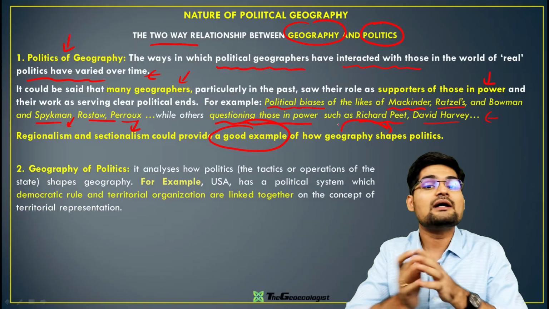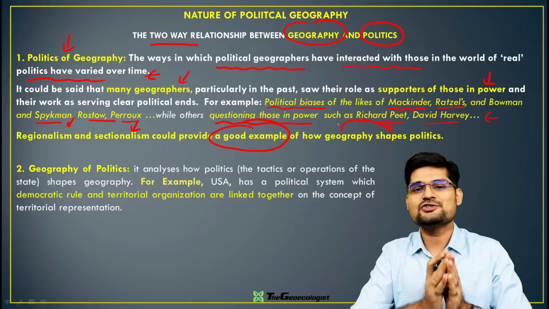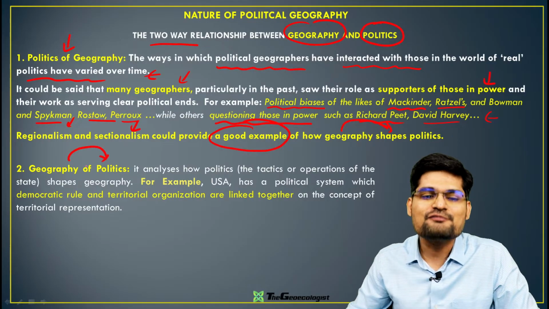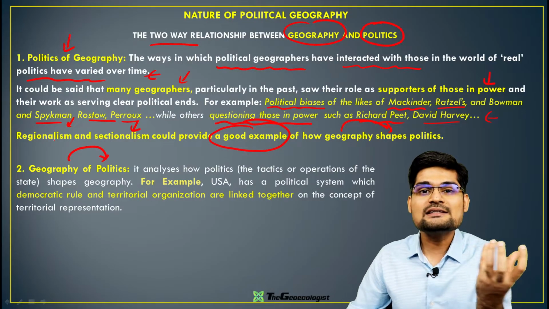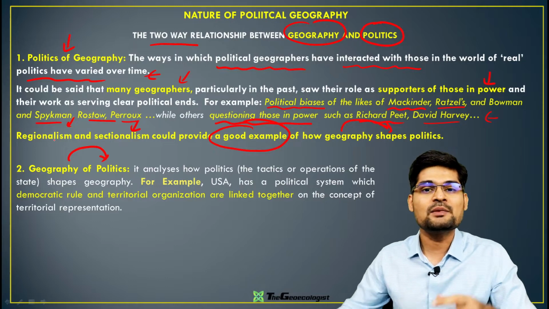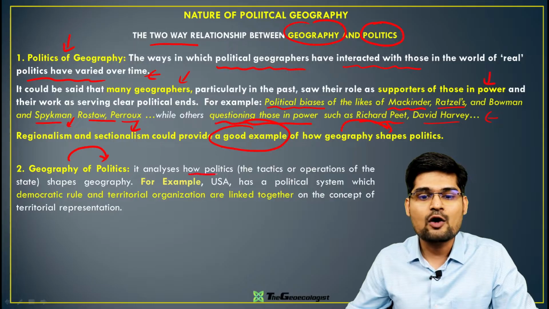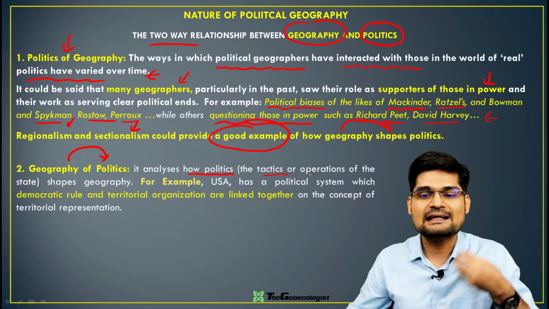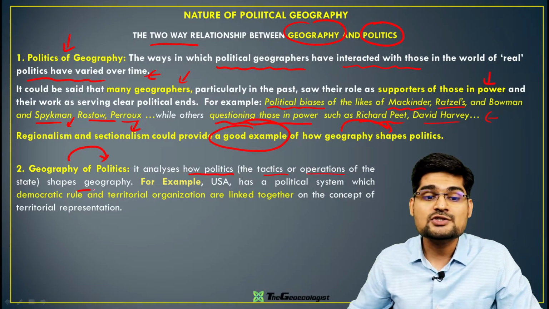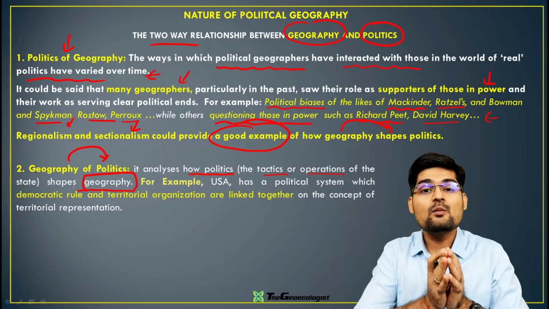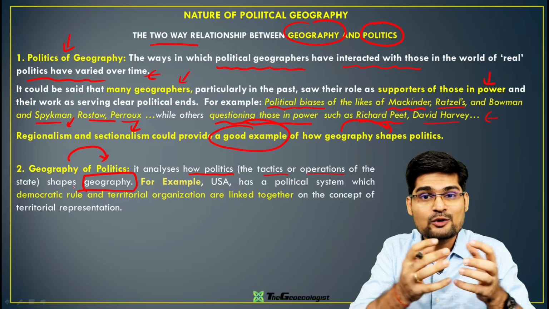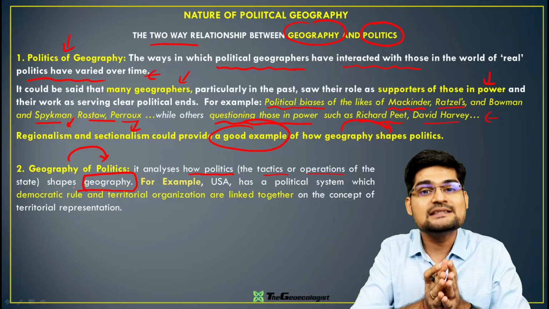Now the other way around is the second kind of relationship. What is it? Geography of politics. That is, what is the location of the political system and how that location matters in the world. It analyzes how politics, that is basically the tactics and operations, shapes the geography of a particular place, how maps change with politics, how locations and settlement patterns change with politics.